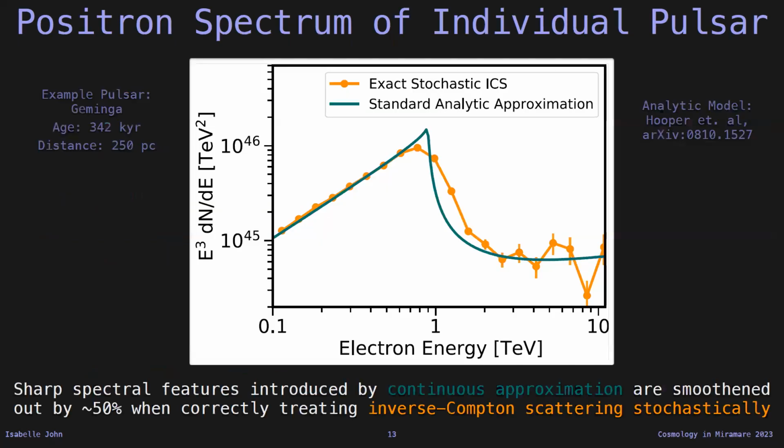And now if we go back to our pulsar model, we get this result. The blue line is what we expect from the continuous equation where we get this sharp feature. And then the orange one is our Monte Carlo model where we take the stochasticity of inverse Compton scattering into account. And you see that this sharp peak disappears, and then also the cutoff is much smoother. So we can conclude that pulsars cannot produce sharp features.